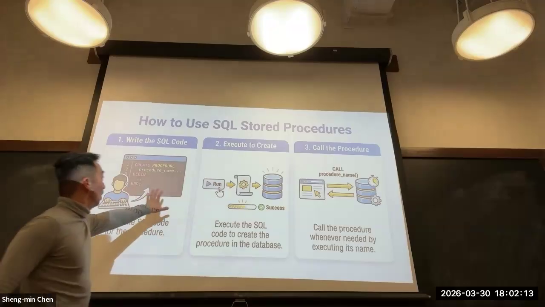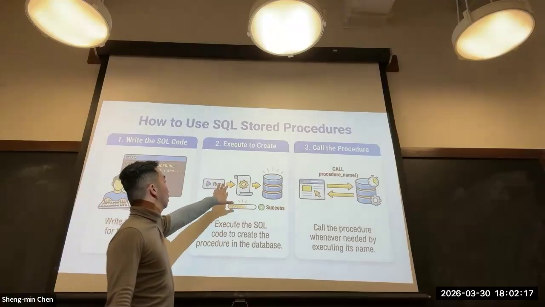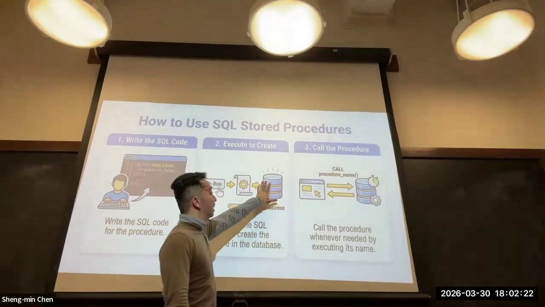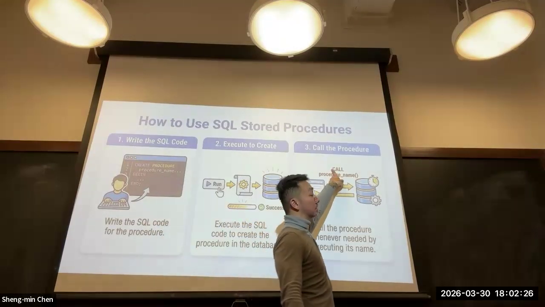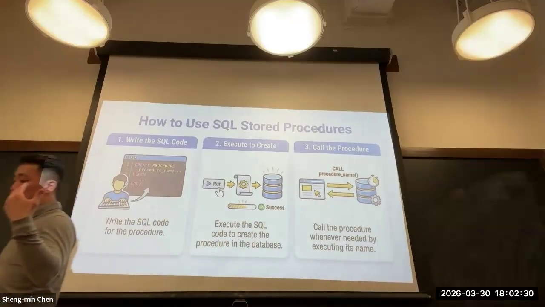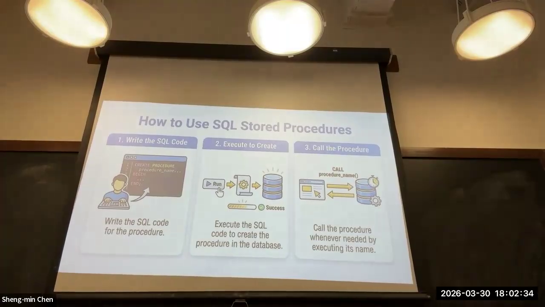So this is how you write the code, and then you execute it, and it will be created. Again, it will be right where your table is at in that database. And later on, you use this keyword call and then give the stored procedure name. Within the stored procedure, you can also have input parameters or output parameters, right?